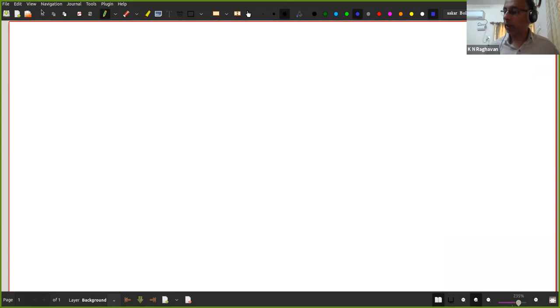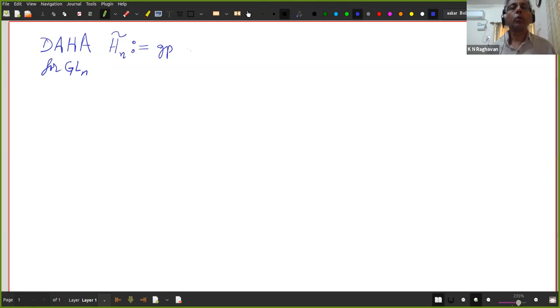Okay, so let us start with the DAHA, the double affine Hecke algebra, always for GLn for us. That's the only case we are considering. And the notation for that was Hn tilde. Let me recall that definition, how it was defined. This was the group algebra of Bn tilde, the double affine Artin group that we defined, modulo the Hecke relations.